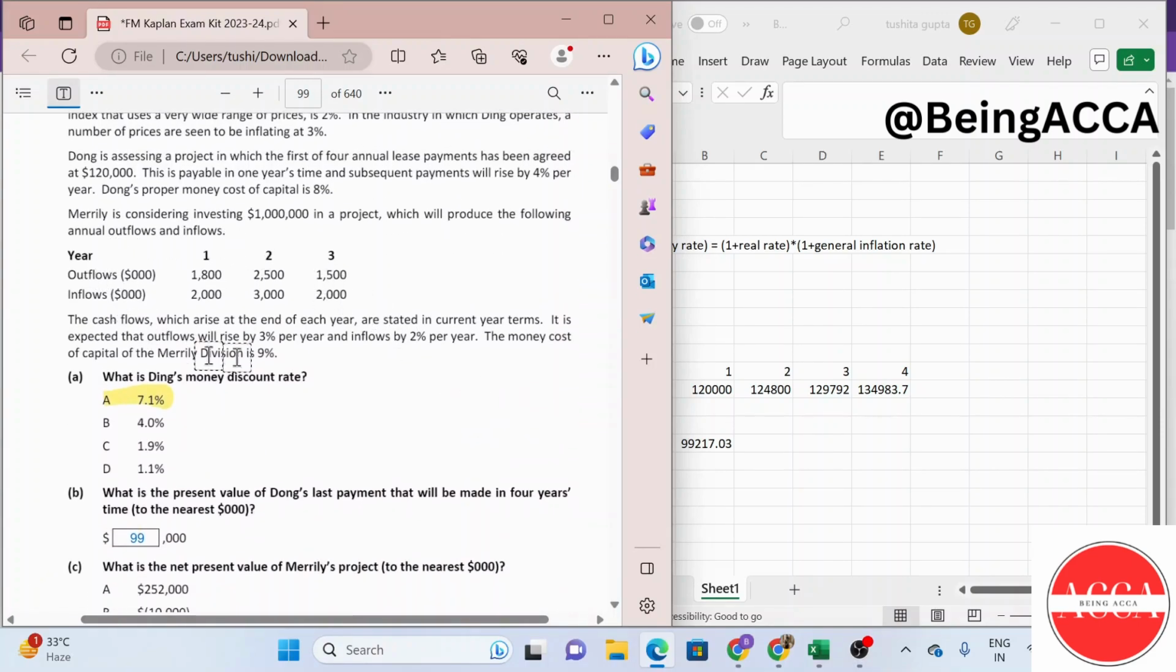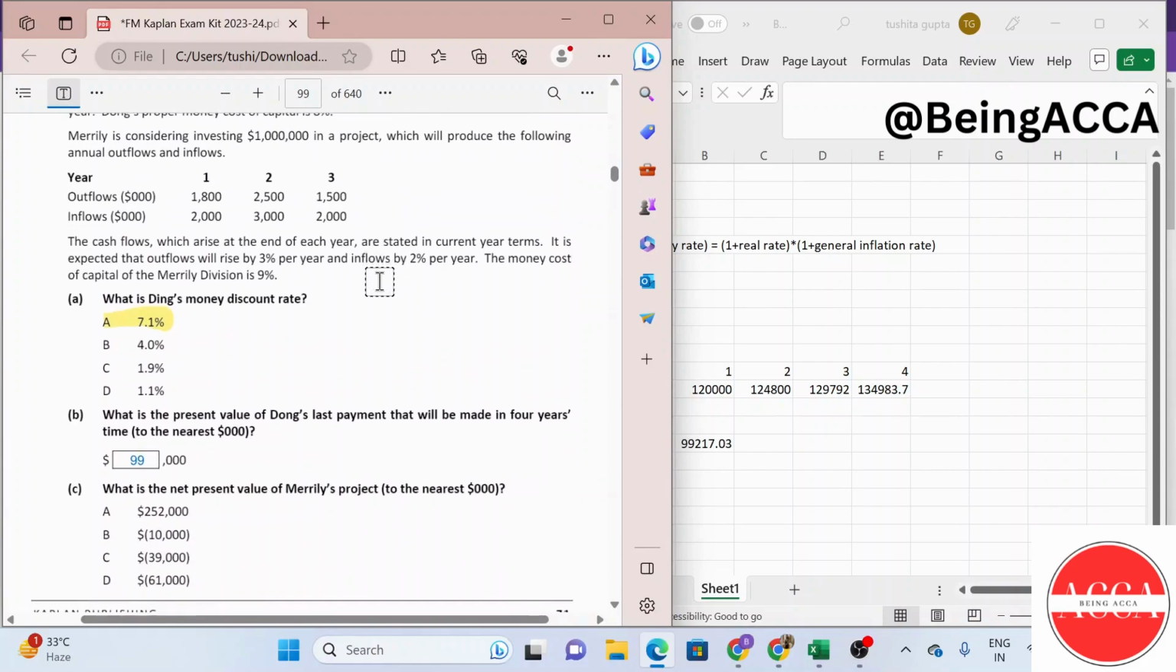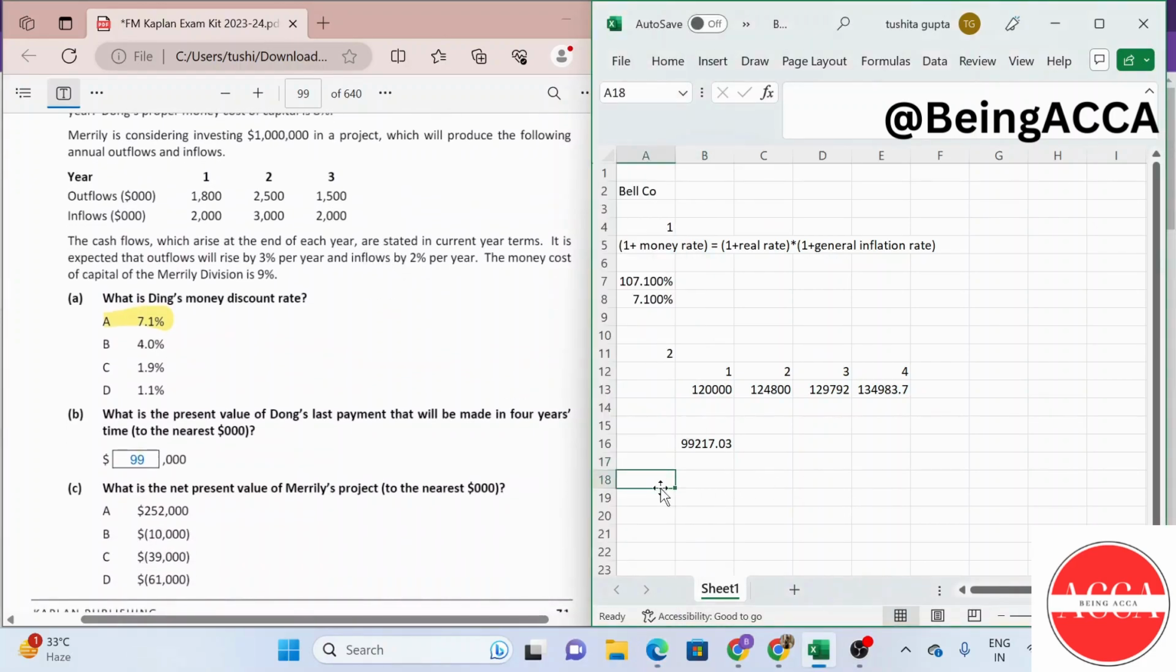Okay, so this is the project of Merrily that is given to us. First, let us net out these cash inflows and outflows. We have a time horizon of 3 years, right? And we have our initial investment of $1 million. Initial is 1 million, right? And then we have these inflows and outflows that are given to us.